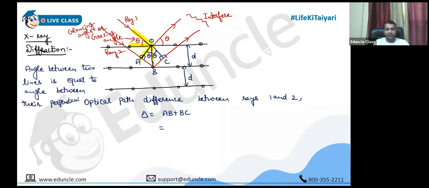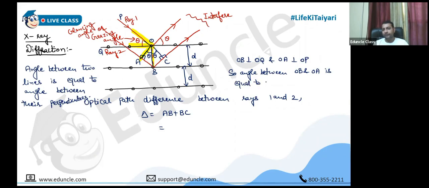Do you remember? Or should I name those sides also? Let us name these also, P, Q. So what I'm saying is OB is perpendicular to OQ and OA is perpendicular to OP. So the angle between OB and OA is equal to the angle between OP and OQ. This is what I'm saying. Now you can please check from the diagram, and similarly about OB and OC. Is it clear?